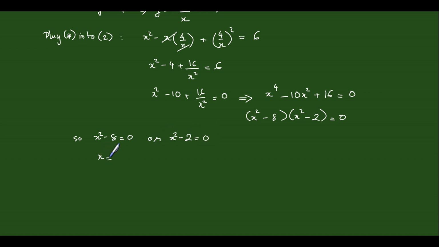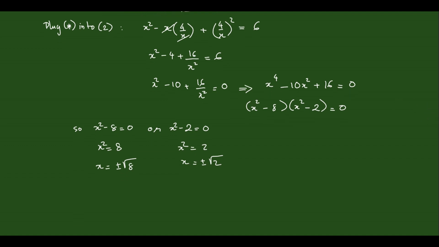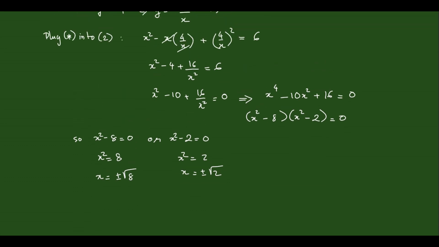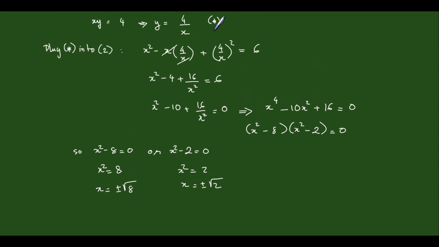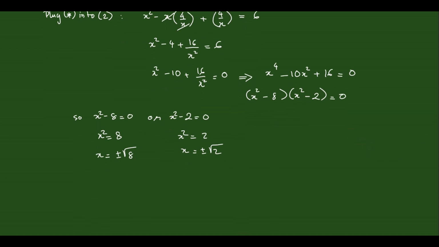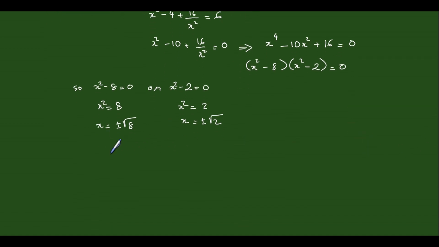Then you will have x squared equals 8, so x will be equal to plus or minus square root of 8. Over here x squared equals 2, so x will be plus or minus square root of 2. Okay, so you see that we have a total of 4 x values. And I'm going to plug them back into the star equation.